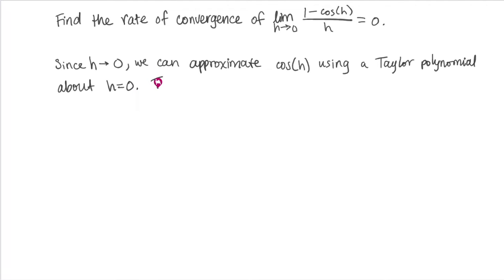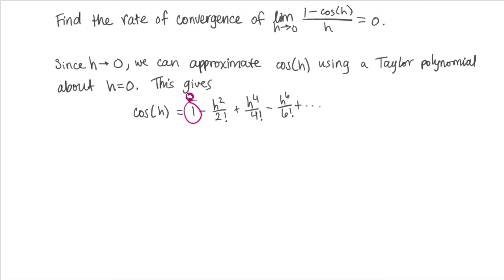Now this gives us that cosine of h is equal to 1 minus h squared over 2 factorial plus h to the 4th over 4 factorial minus h to the 6th over 6 factorial plus, etc. We continue in that pattern. Now, because cosine has this pattern of even powers of h, you can think of the first term as like h to the 0.